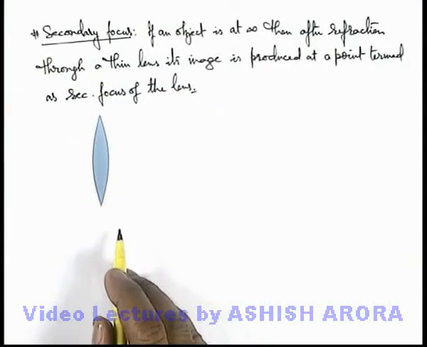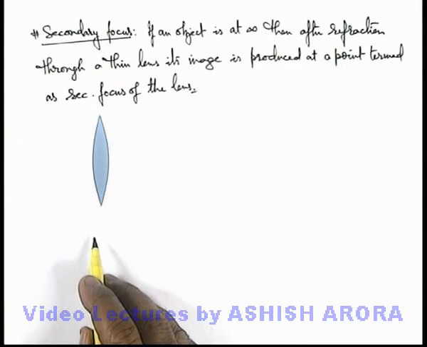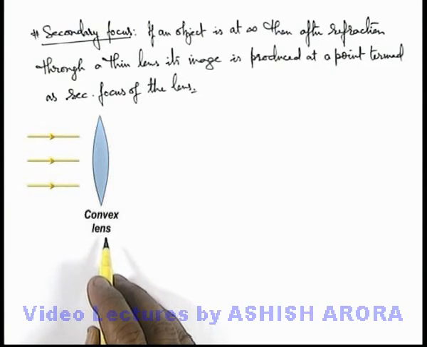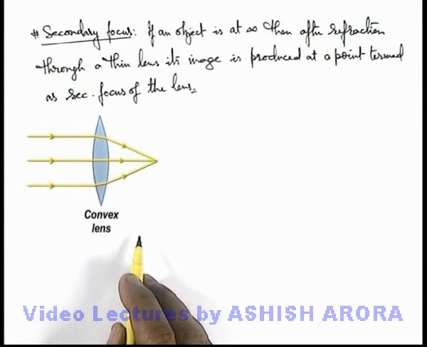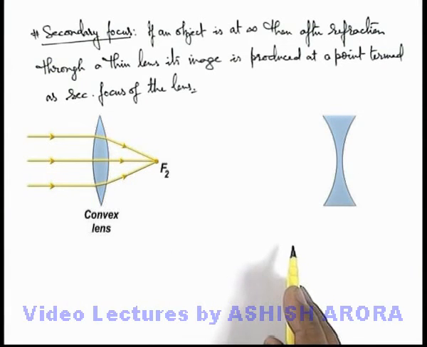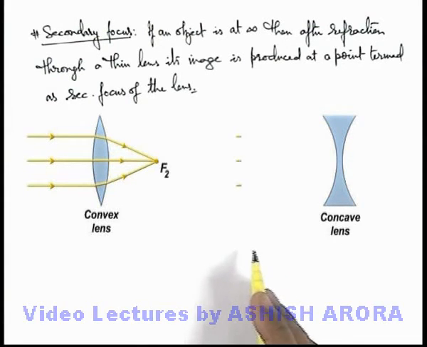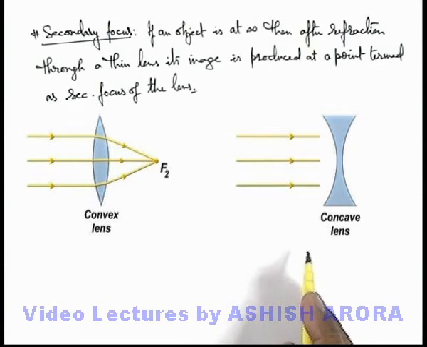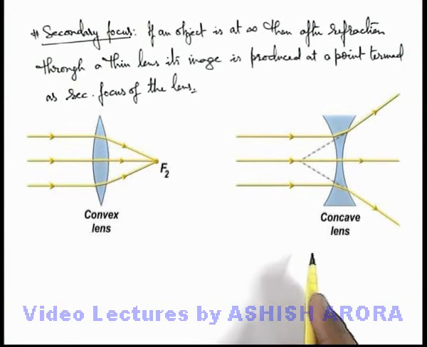Here in this realistic situation we can see if there is a convex lens, then from an object placed at infinity, parallel incident rays will be incident on the lens, and after refraction all these light rays will converge at a point on the principal axis, and this point we term as f2, or the secondary focus of the lens. Similarly, for a concave lens, if an object is placed at infinity, parallel rays will be incident onto it, and after refraction the rays will diverge and appear to originate from a point which is f2, or the secondary focus of this concave lens.